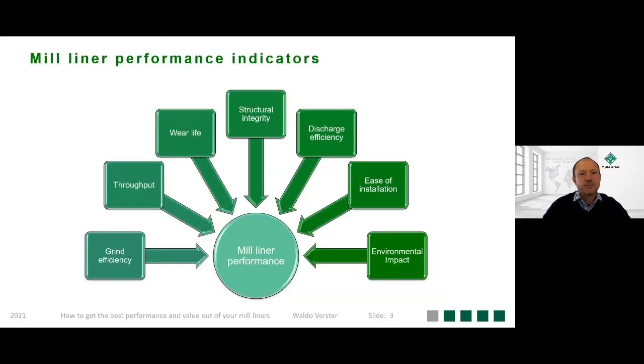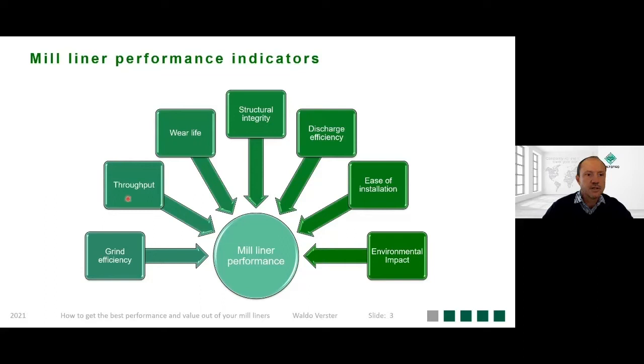So if we look at mill liner performance indicators, what do we consider during the design? What do we aim for when we design mill liners? First of all, your grind efficiency. Guys, a mill is the only machine in the milling circuit responsible to grind the material. So grind efficiency is really a priority.